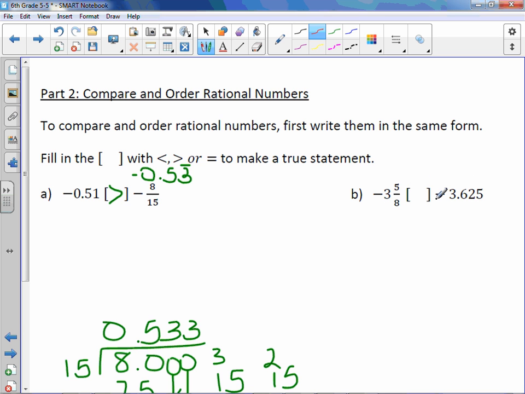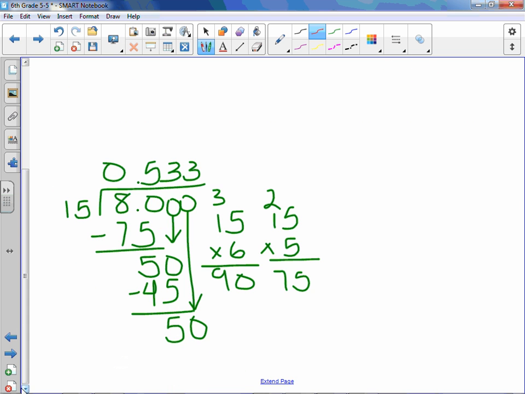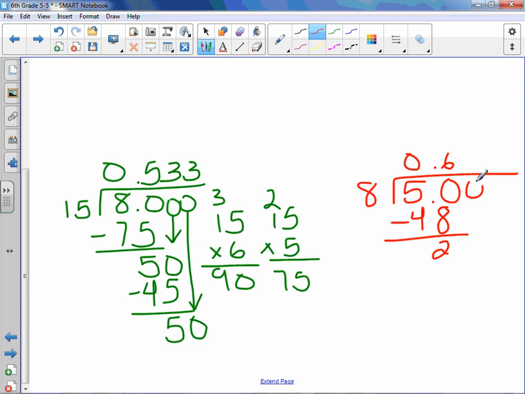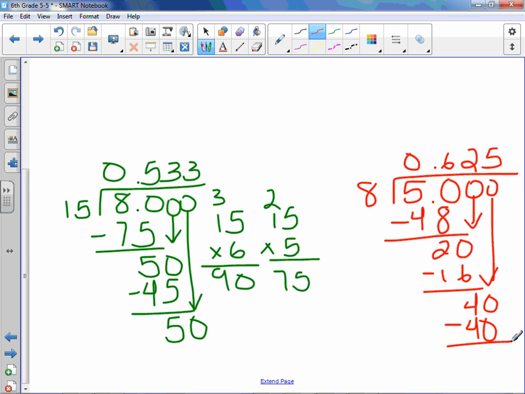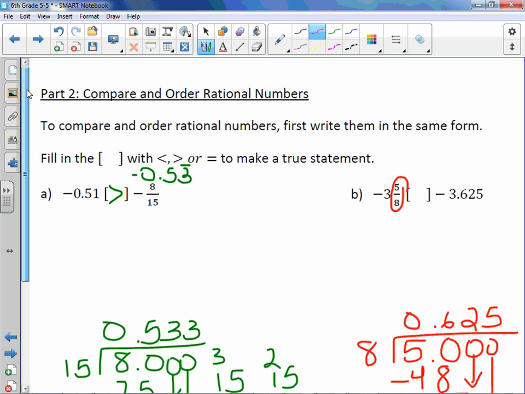Letter B. Again, I'm going to change this into a decimal. When we have a mixed number, just worry about the fraction portion first. So 8 into 5.0, into 50 6 times, which is 48. Subtracting, get 2. Bring down a 0. It goes into 20 twice, which is 16. Subtract to get 4. Bring down a 0. And it goes into 40 exactly 5 times. Subtract and get 0. Now this 0.625 gets attached to this negative 3.